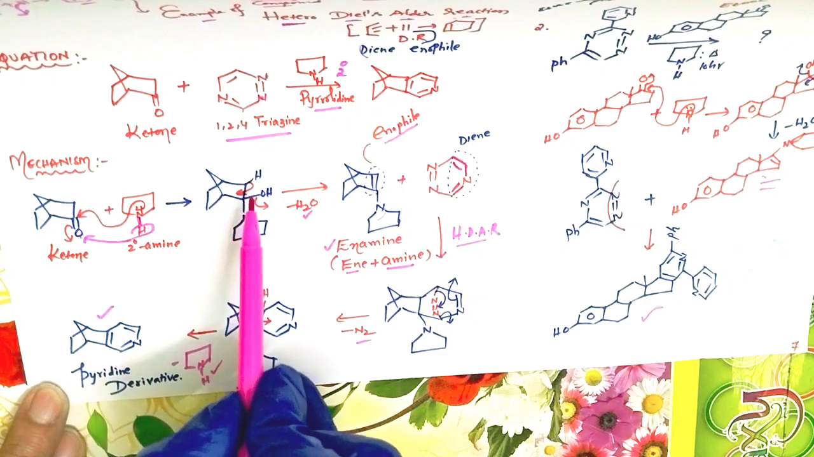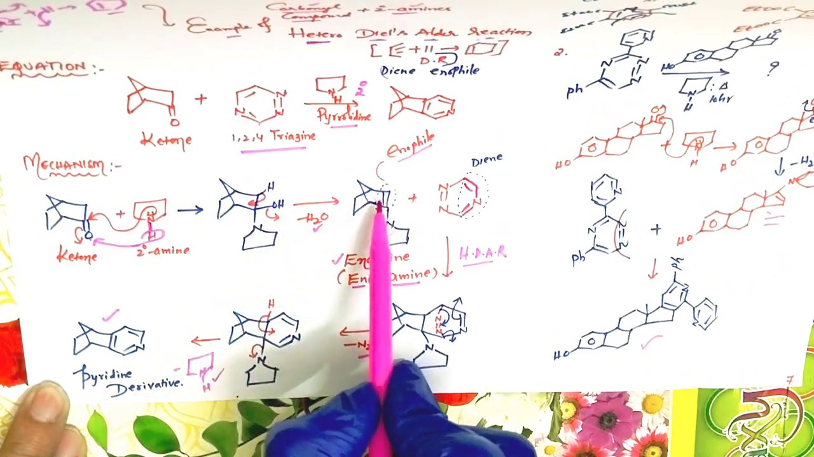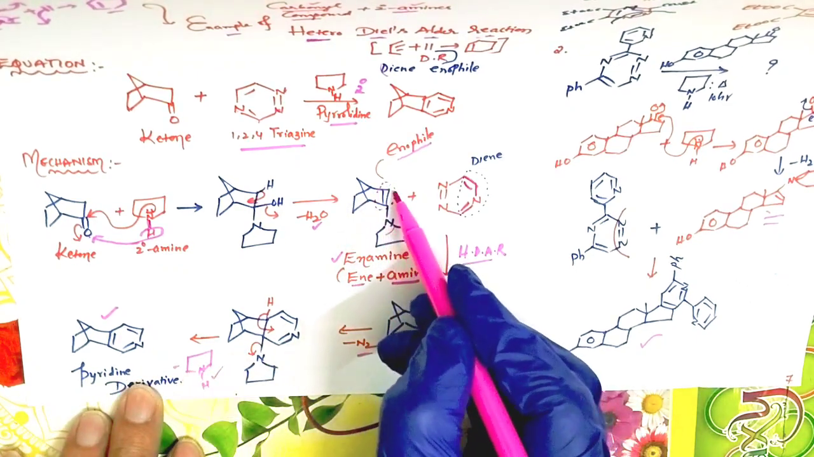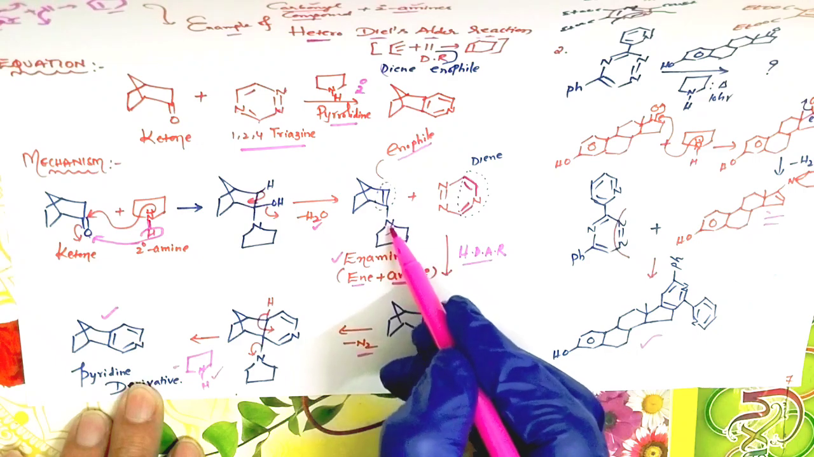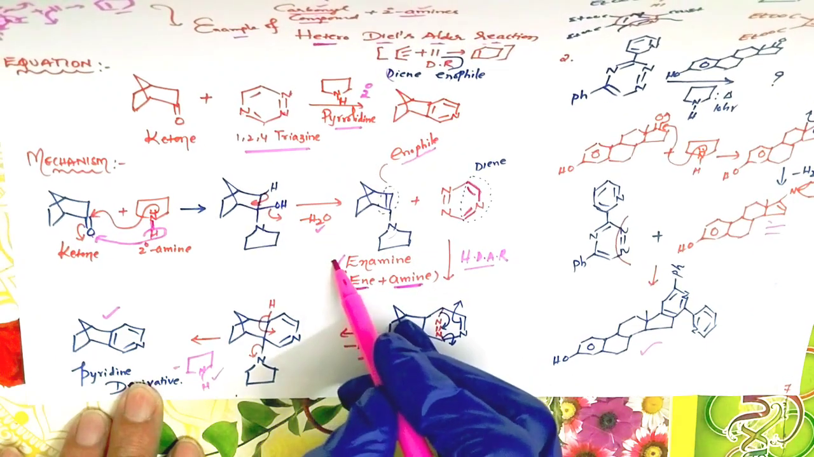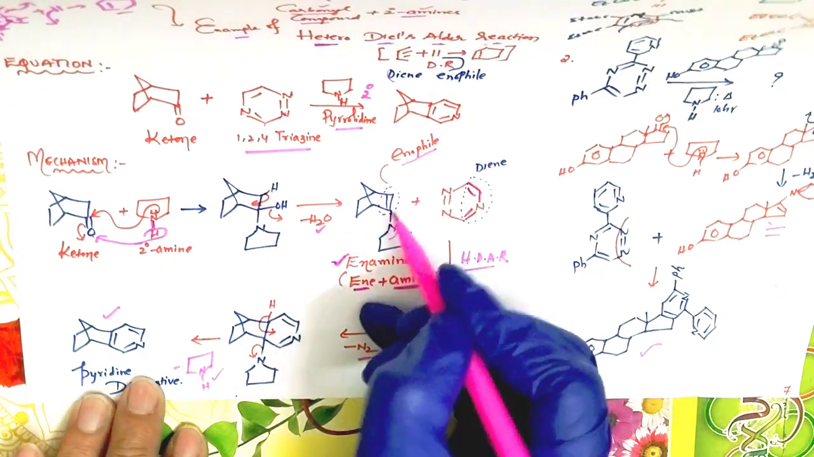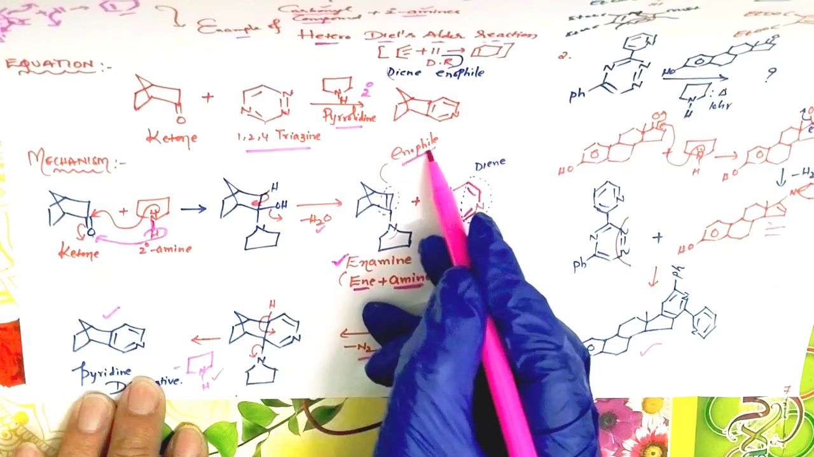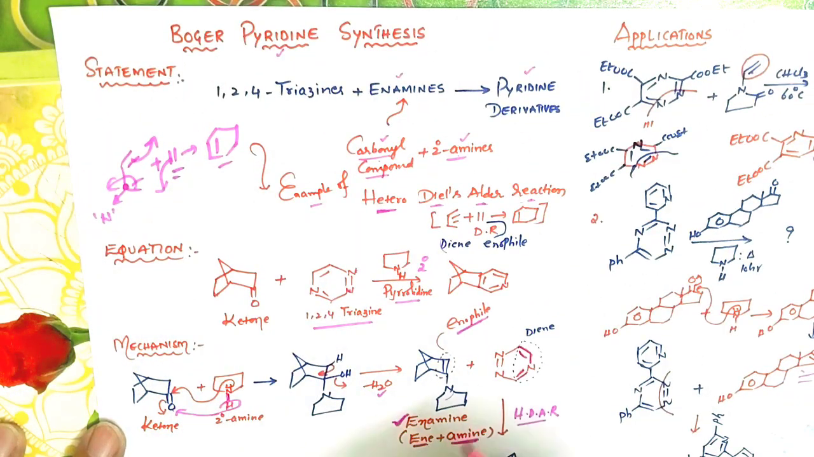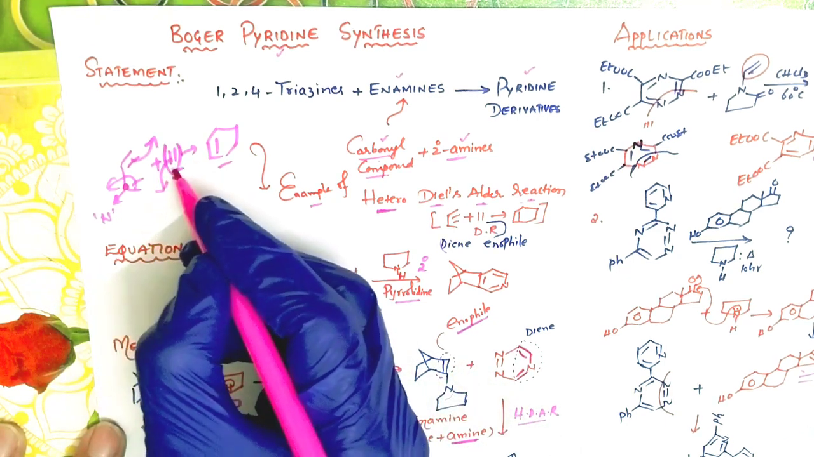In the latter step, what is happening? The H and OH are removed in the form of H2O and produce a pi bond. See this, pi bond means ene, connected to nitrogen. So ene plus amine, commonly called enamine. So in this enamine, the pi bond is acting as enophile. Enophile means this one, simple C double bond C. In the enamine portion, the pi bond is acting as enophile.